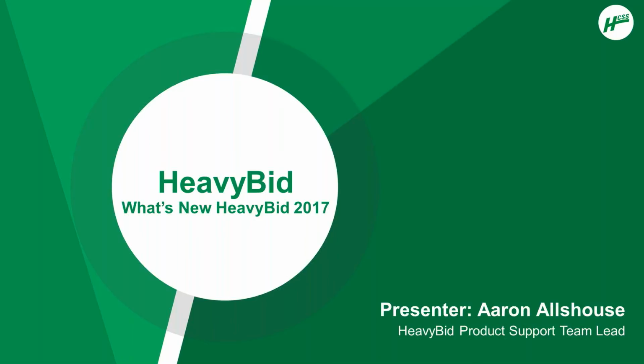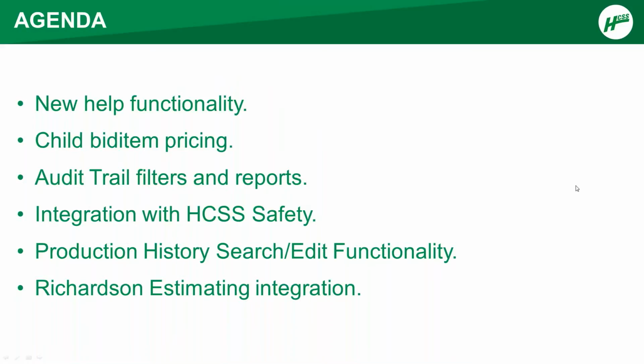A couple of the things I want to cover in the What's New for HeavyBid 2017 is going to be our new help functionality. Everything is going to be web-based now instead of the old F1 help menu. We're going to show you how to price child bid items. We're going to show the new audit trail filters as well as the audit trail report. We're going to discuss integration points with our HCSS safety product. We're going to cover production history search and edit functionality, which is a new feature for 2017. And we're going to show you our Richardson estimating integration.